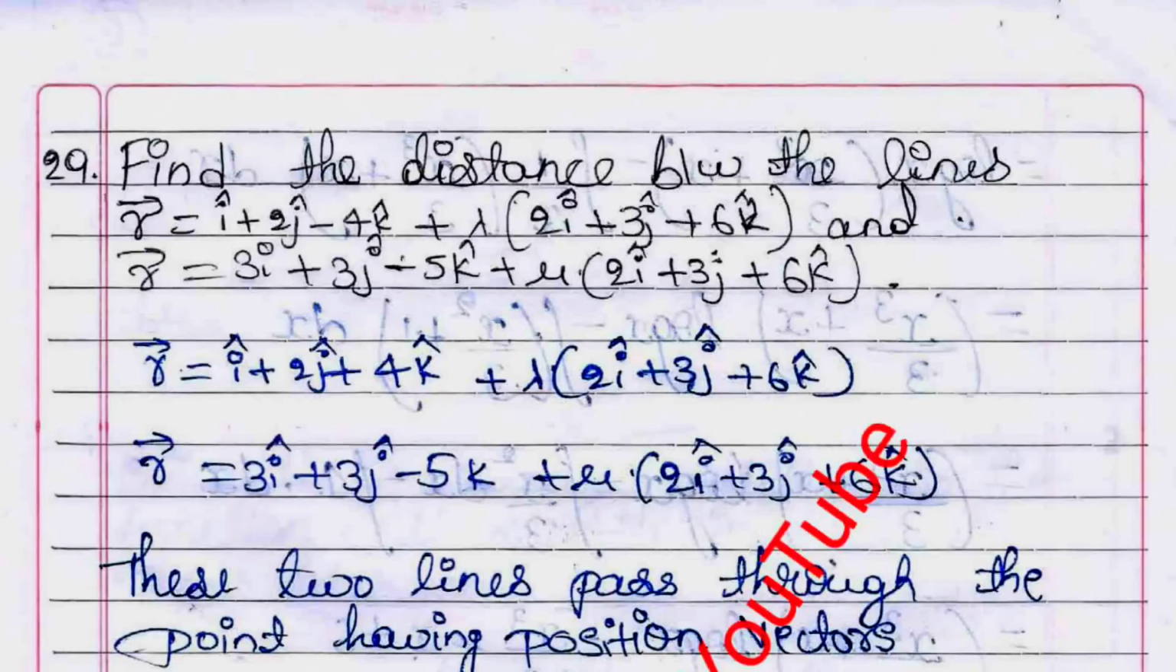Find the distance between the lines r vector = i vector + 2j vector - 4k vector + λ(2i vector + 3j vector + 6k vector) and r vector = 3i vector + 3j vector - 5k vector + μ(2i vector + 3j vector + 6k vector), and the answer is below.